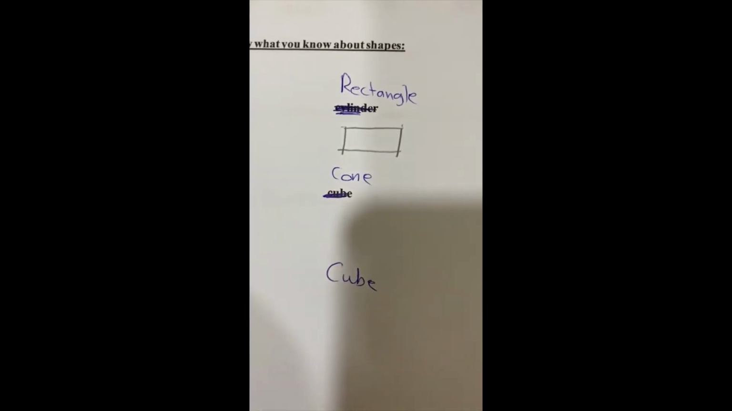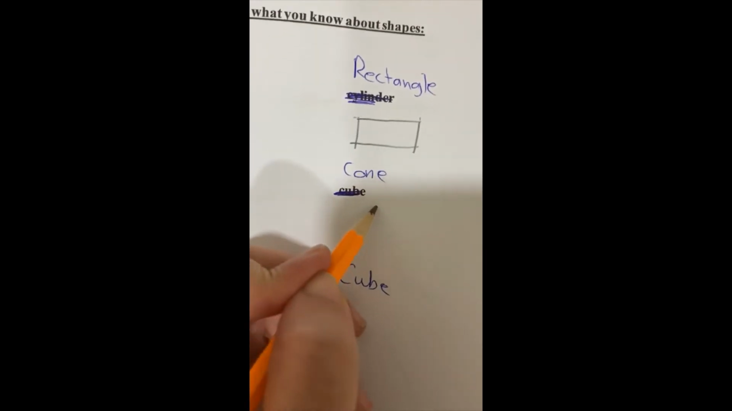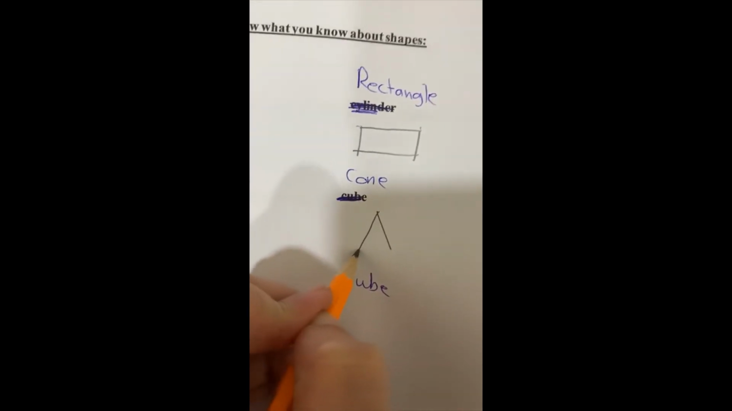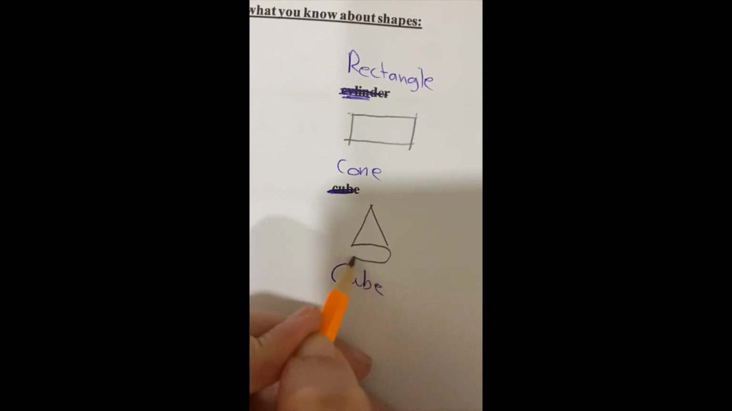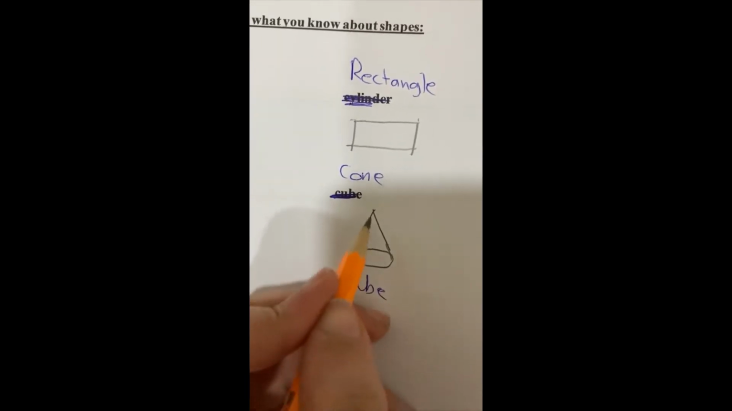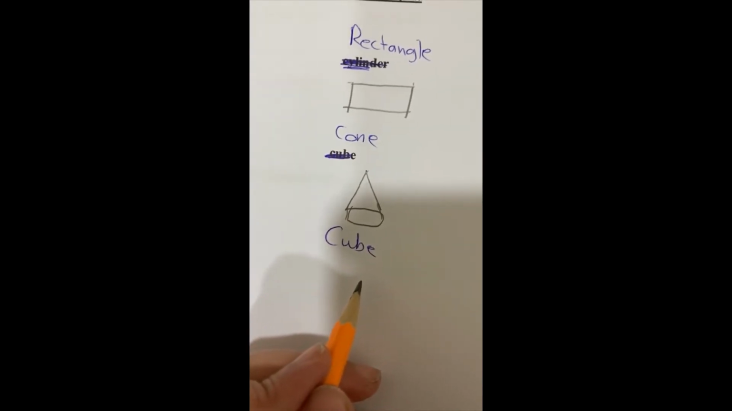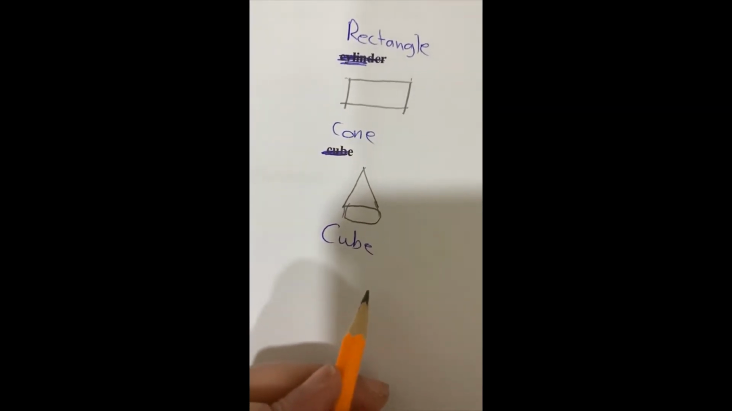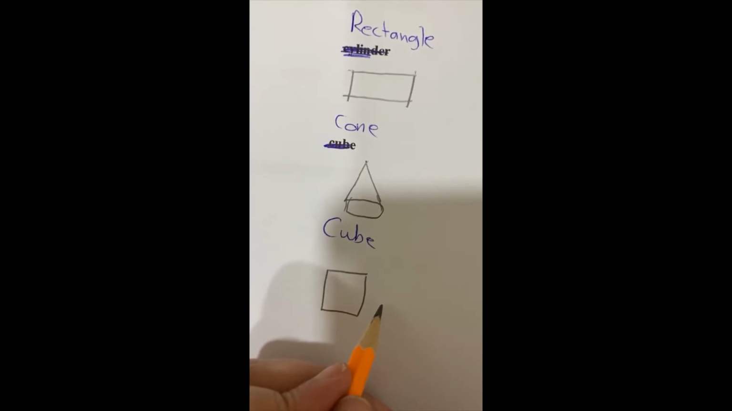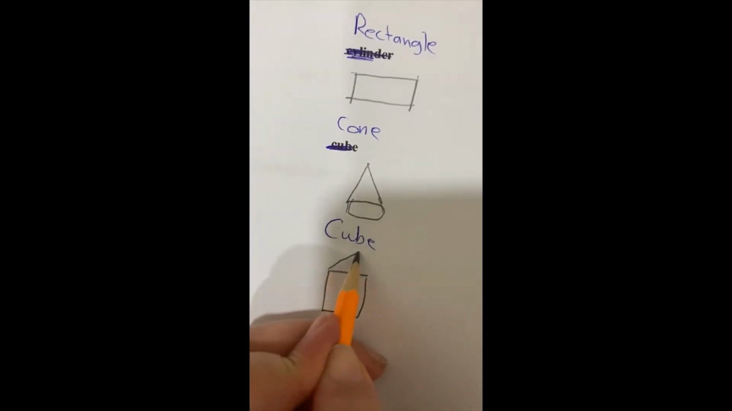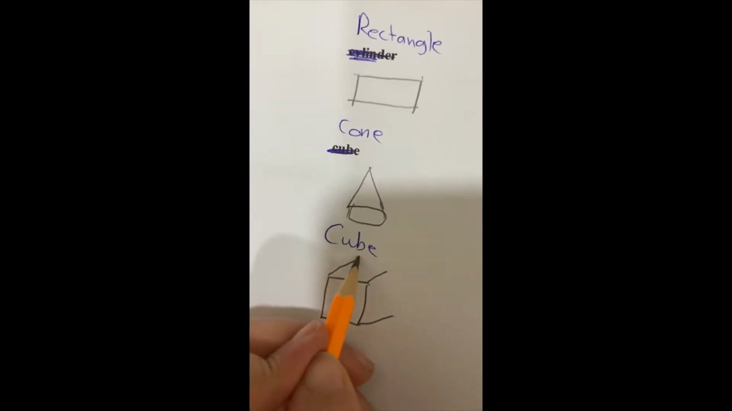Then the cone. How can we draw the cone? We have to start to make 2 lines, one from the right and one from the left. Then a small circle to close them. So this is the cone. Then the cube. We have to make at first a square with 4 equal sides. Then straighten 3 lines from the corner. Then we have to connect them to make a cube.